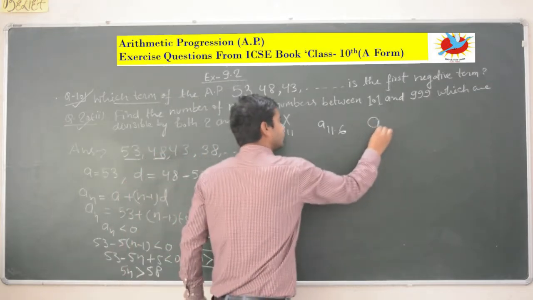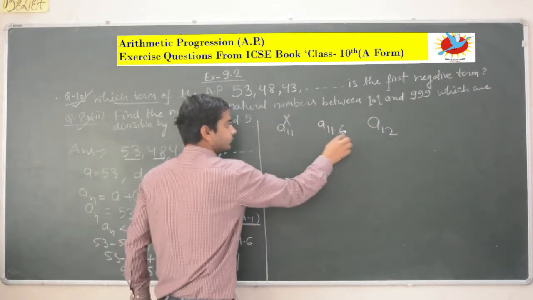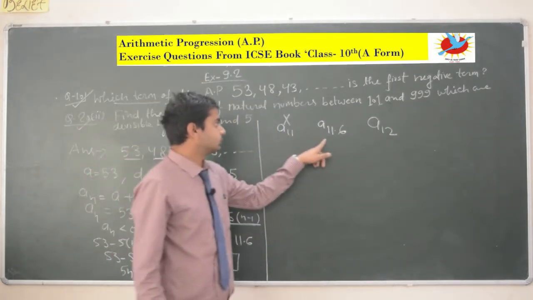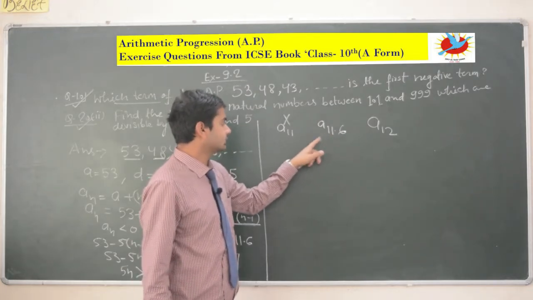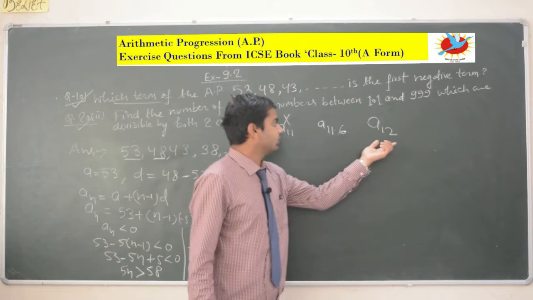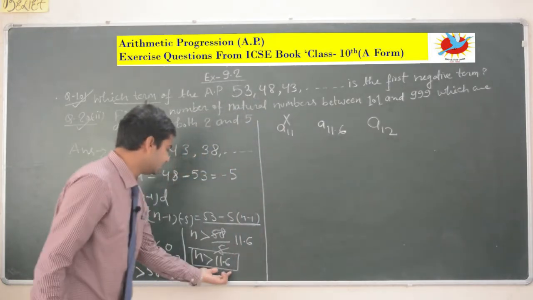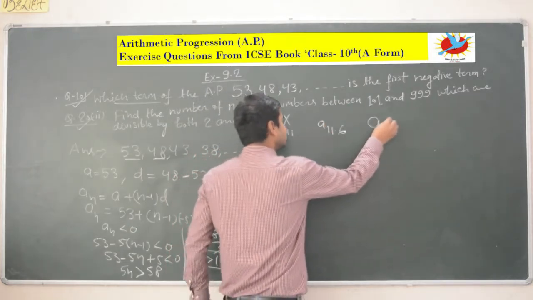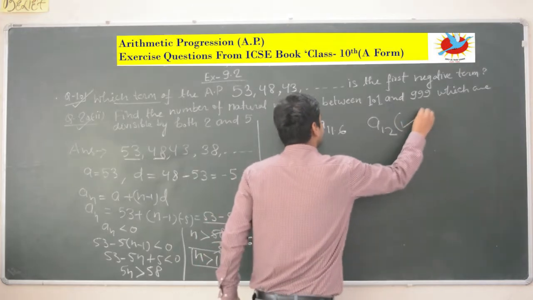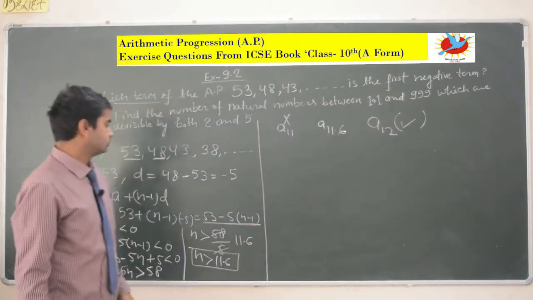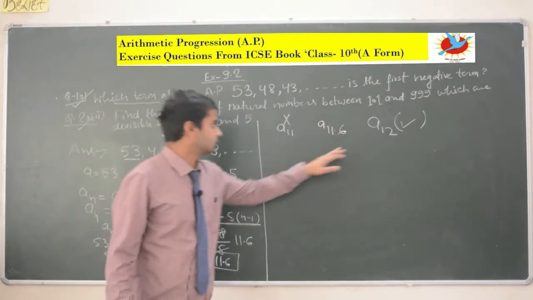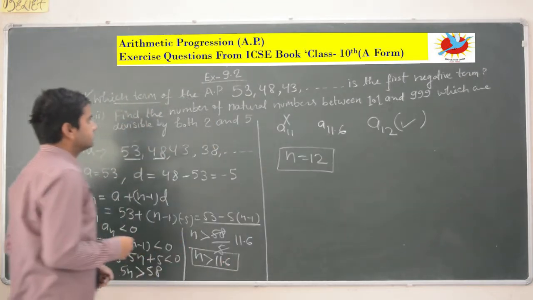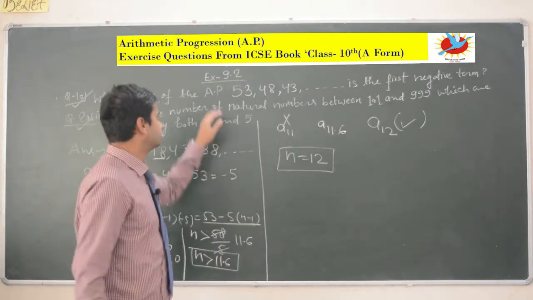If we take a12, we cannot take 11.6, but we can take 11, we can take a12. Here the 11.6 position is not calculatable, and that will not exist. So a12 will exist, and if n is greater than 11.6, that is 12, only then will that be the first negative number. So in this problem, a12 will be the first negative number. Okay, so our answer is a12, or the value of n is 12, that is, the 12th position's number will be the first negative term of this sequence.